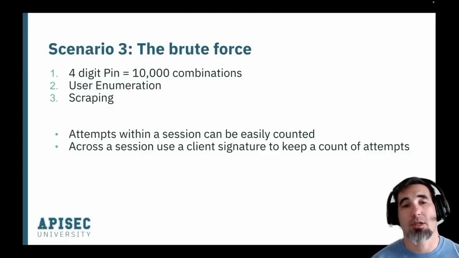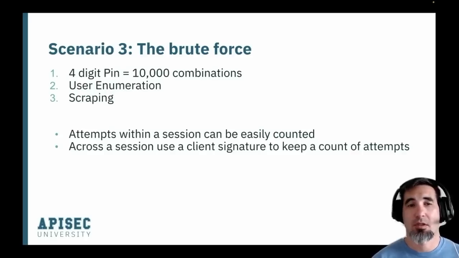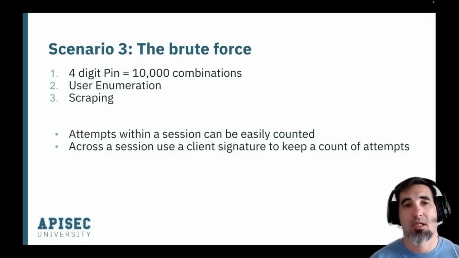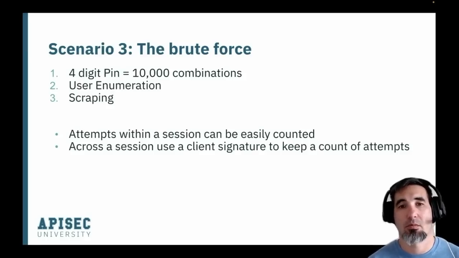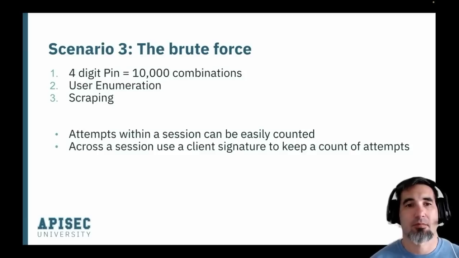So that's user enumeration. If you can find out all the users, then you can take those users or even just a few of them and then use the 4-digit PIN to take over that account. Definitely a combination that you want to avoid.